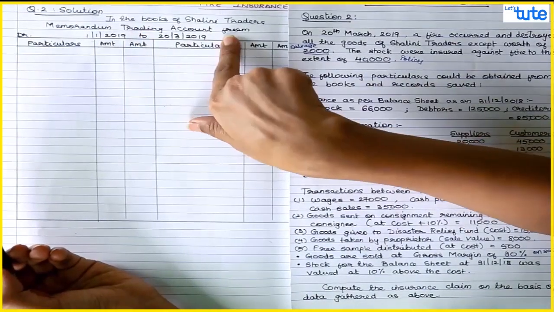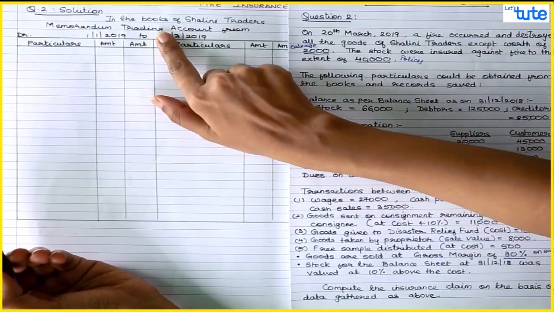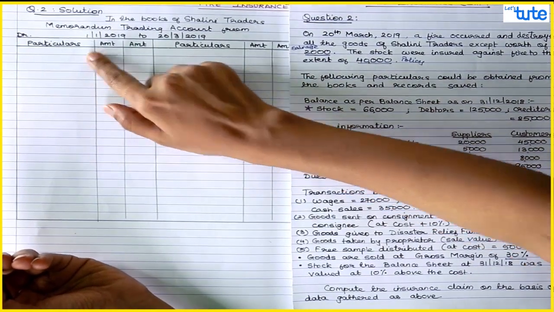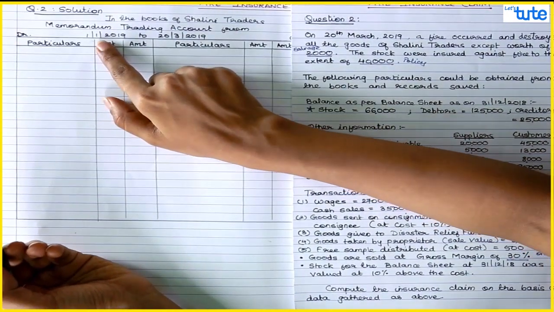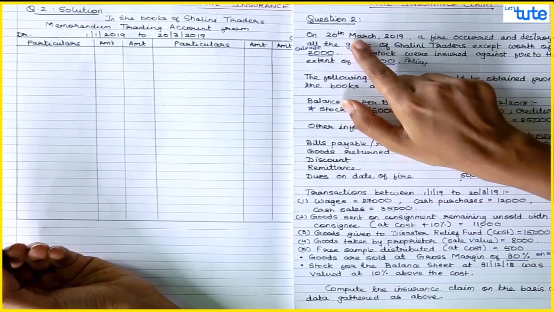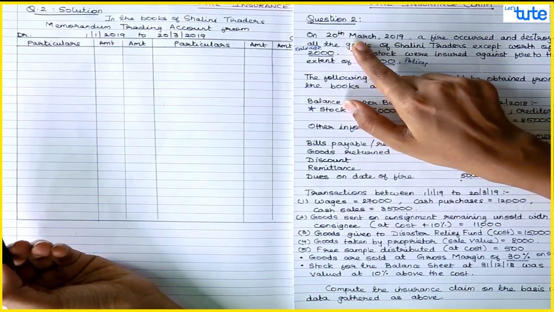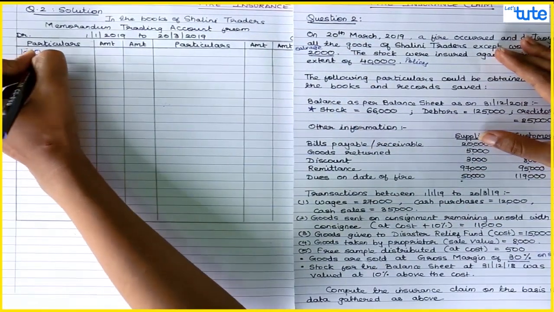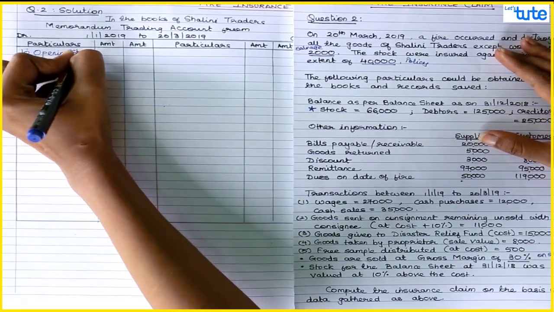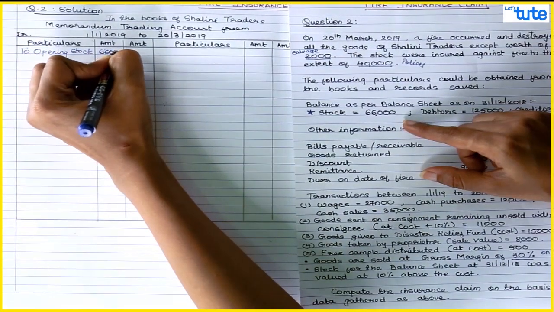Now in the books of Shalini Traders, we will prepare memorandum trading account. This is not your actual trading account. From first day of the accounting period, that is 1/1/19 to till the date of fire, that is 20th March 2019. So to opening stock, since there is an adjustment, we write in the inner column 66,000.